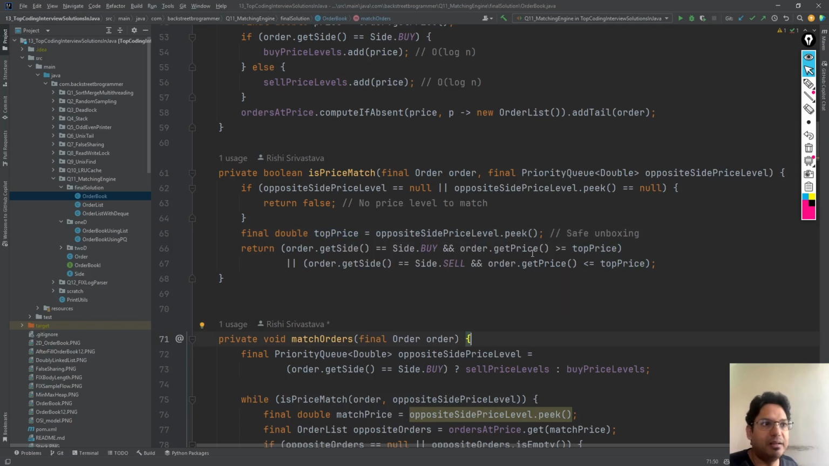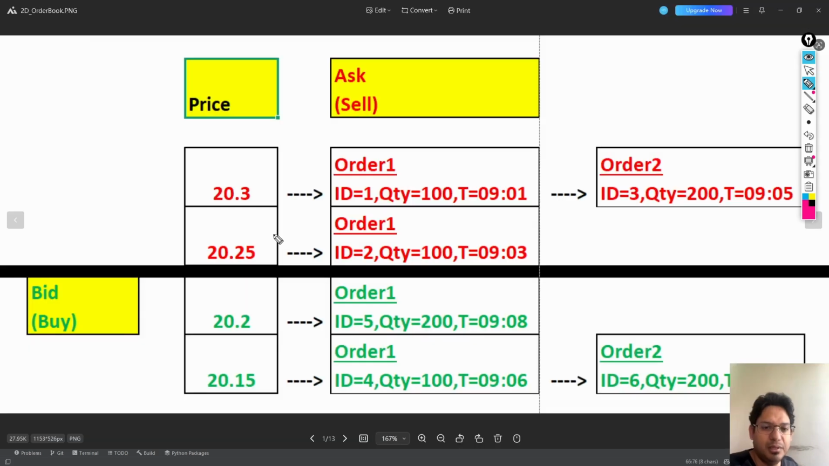If our buy order is having a price greater than or equal to the top price, only then the match is possible. So suppose I got a buy order of say 20.25, exact same. What I'm doing in the code is checking this sell price level priority queue, and the peek method, which is O(1) constant time, will give me that, okay, we have got some orders at this price level at 20.25. So it means that there's a possibility of matching. So this is what the priority queue peek method is doing, to fetch whether the price is available or not.